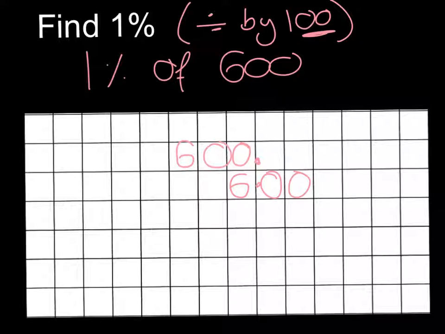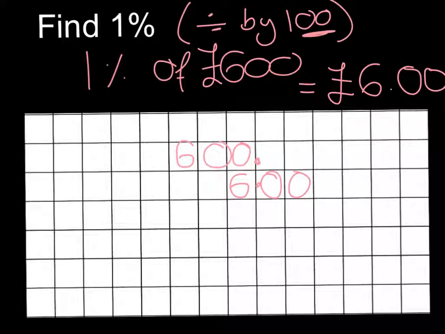Now, if the question was £600 and you wanted to give your answer, it would be £6. Remember, you can write that as just 6, or you can put the 0.00. If it wasn't money, just think about whether those zeros are necessary.